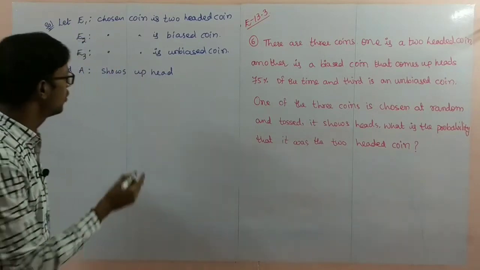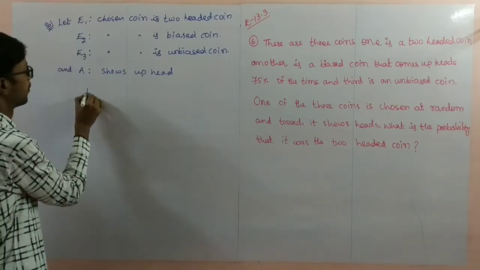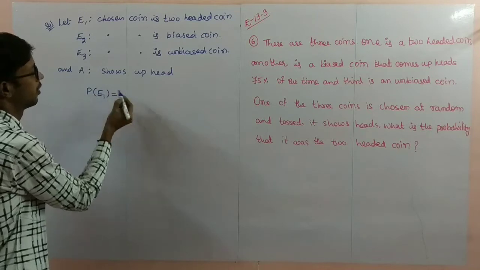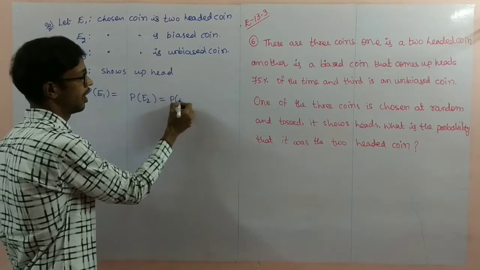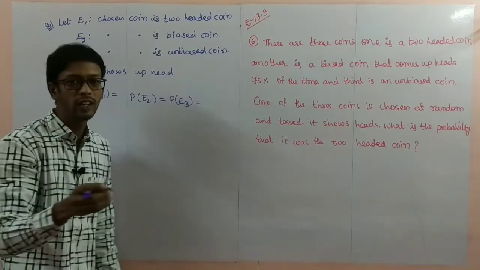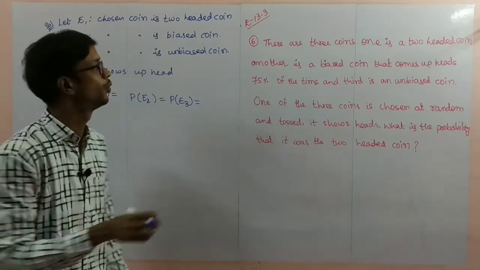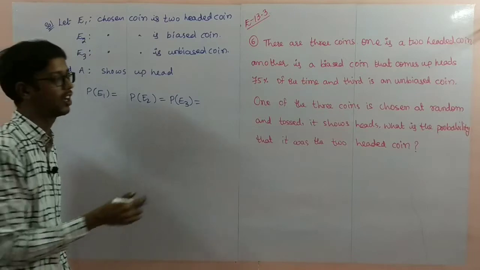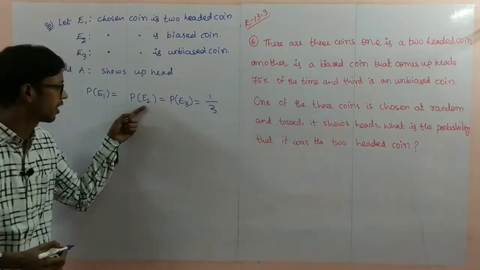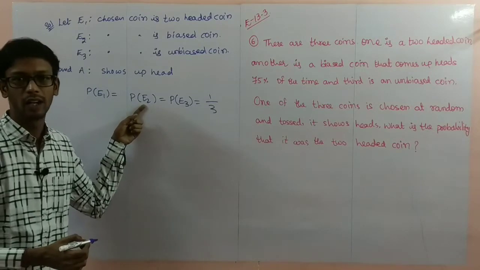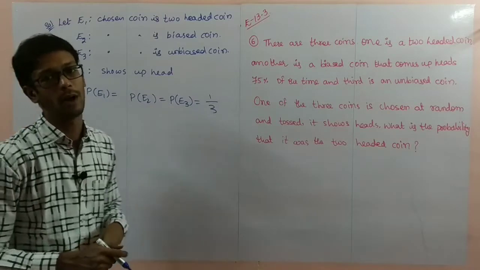So I'll write down the probabilities. First of all, probability of E1 is equal to probability of E2 is equal to probability of E3. Choosing a coin: how many coins are there? 3 coins are there, and you have to select one. Favorable by total, 1 by 3. Every event has the same probability.